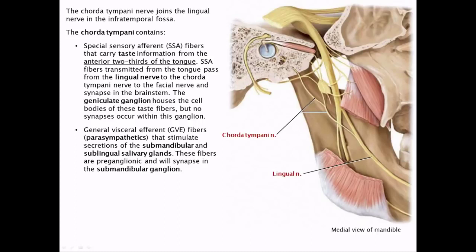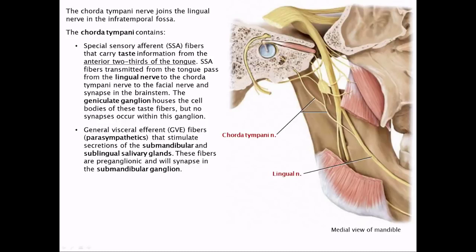As its name suggests, the lingual nerve is destined for the tongue. The chorda tympani nerve has two key functions. First, it carries the sensation of taste from the anterior two-thirds of the tongue. As an aside, recognize that taste from the posterior one-third of the tongue is carried by cranial nerve number 9, the glossopharyngeal nerve, and taste from the epiglottis is carried by the vagus nerve.